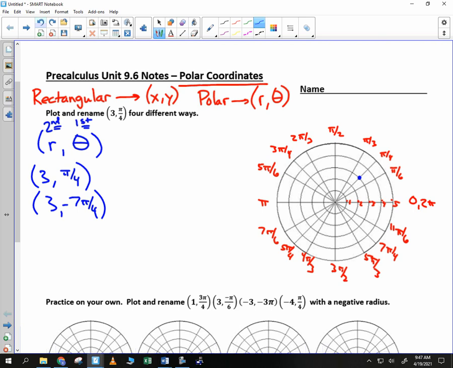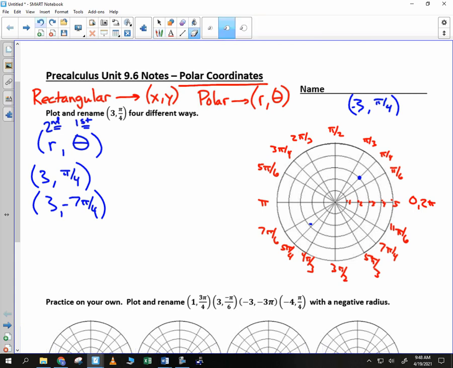Here's the part where it gets tricky for people sometimes. You can also have a negative radius. I know that seems weird, but I'll show you an example here. As you see this point plotted there, 3 pi over 4, what that means is I rotate pi over 4, and in the direction pi over 4, I go 1, 2, 3 units. We're all good with that, right? So what would we do if it said negative 3 pi over 4? What we would do is we would rotate pi over 4, but instead of going 3 units in that direction, we would go 3 units in the opposite direction. Negative radius means you go in the opposite direction of the angle.